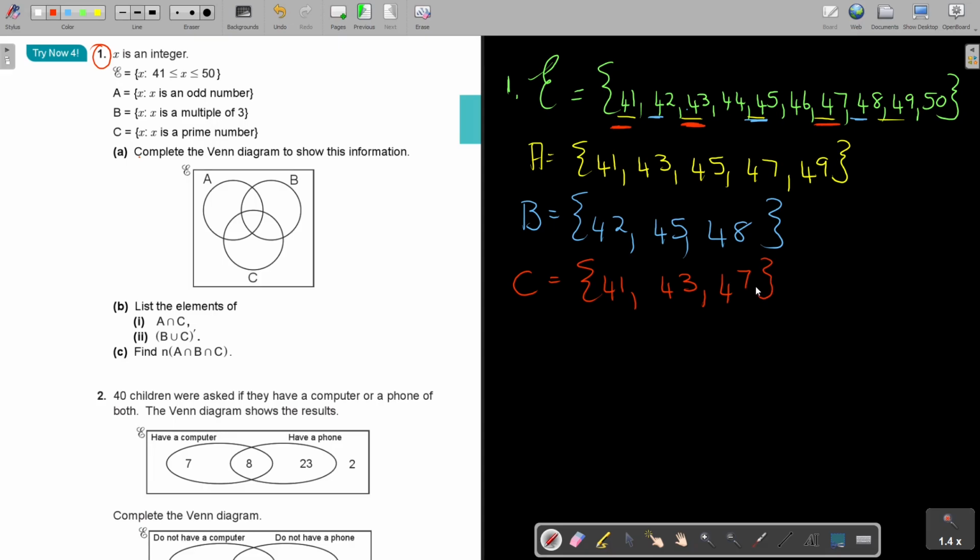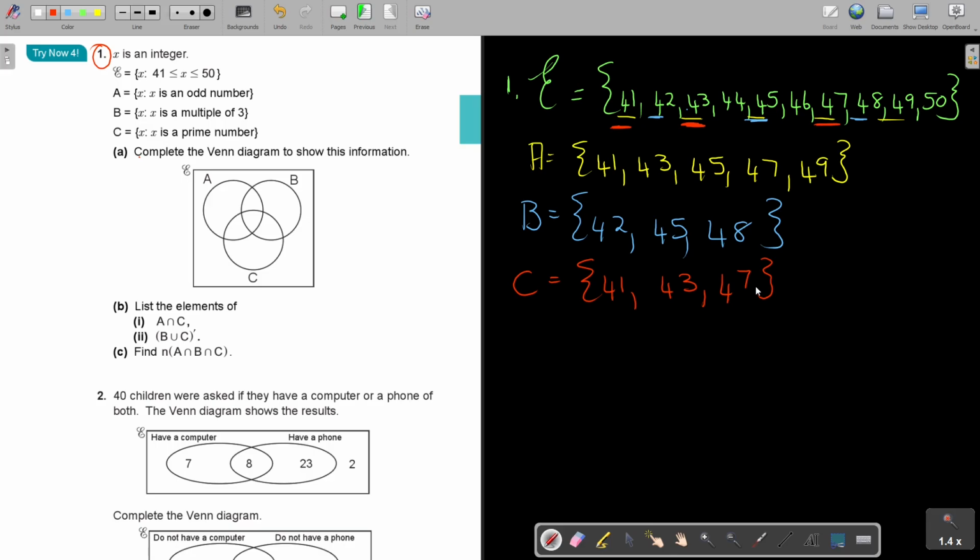Okay. And now this is actually challenging to put in. So complete the Venn diagram to show this information. So the best will be to first look in these sets and see if something is the same in all of them. But if I look, okay, it's best to see. Is 42 in all? No.